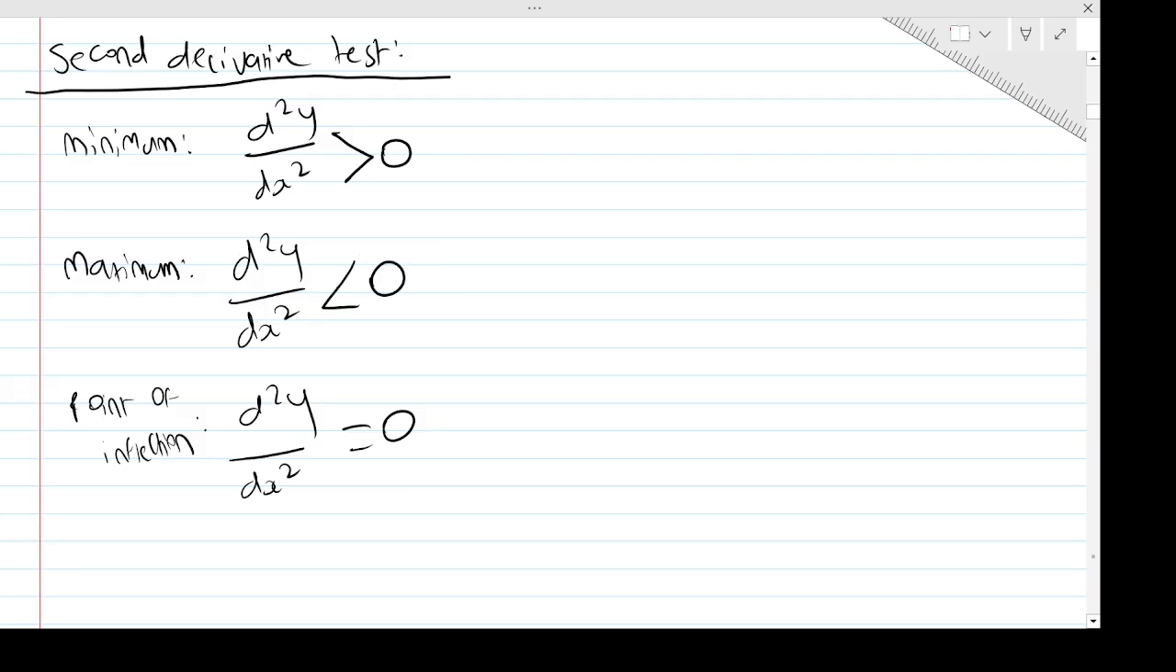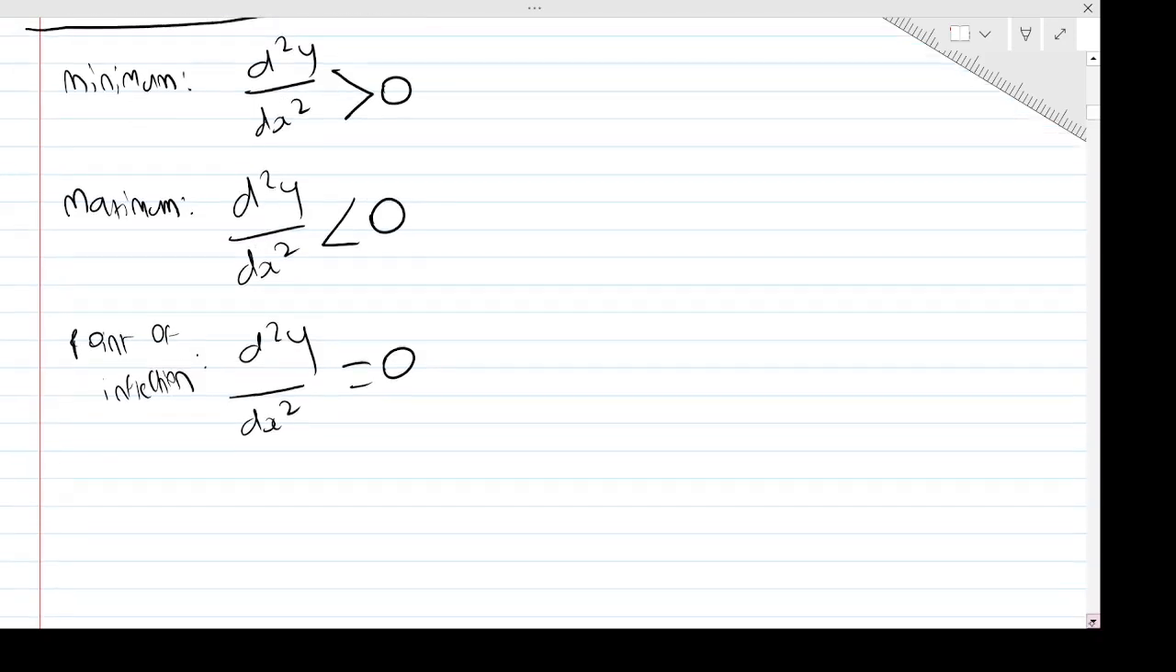Now, with a point of inflection, this is not sufficient, okay? With these two, if you get the second derivative to be negative or positive, that's great. These two are fine. This one we need to do a bit more checking. For every point of inflection, the second derivative will equal 0. But then, furthermore, we need to consider the sign of the second derivative. So I'm going to say, and there is a change in sign.